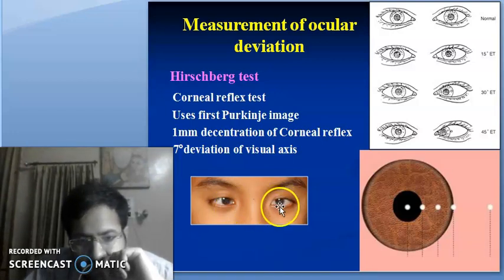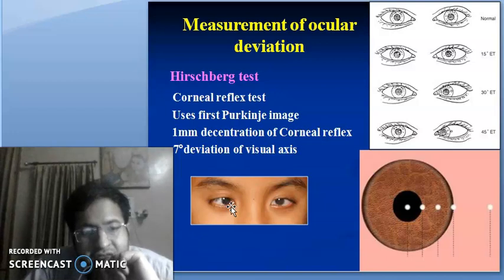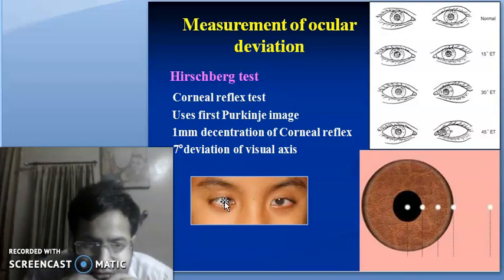We can see the corneal reflex at the center of the pupil and here near the limbus. It uses the first Purkinje image. We should know that there are four Purkinje images, out of which the fourth one is real and inverted, and the first three are virtual and erect. This test uses the first Purkinje image, which is formed by the anterior corneal surface.